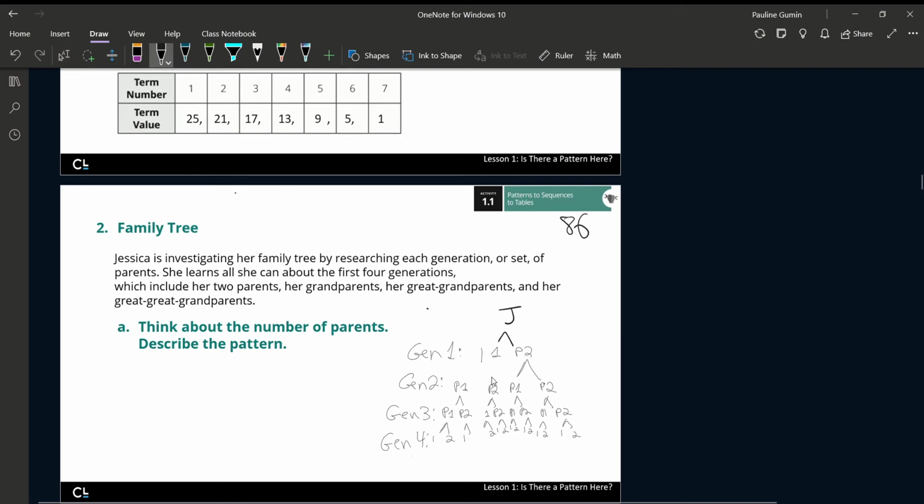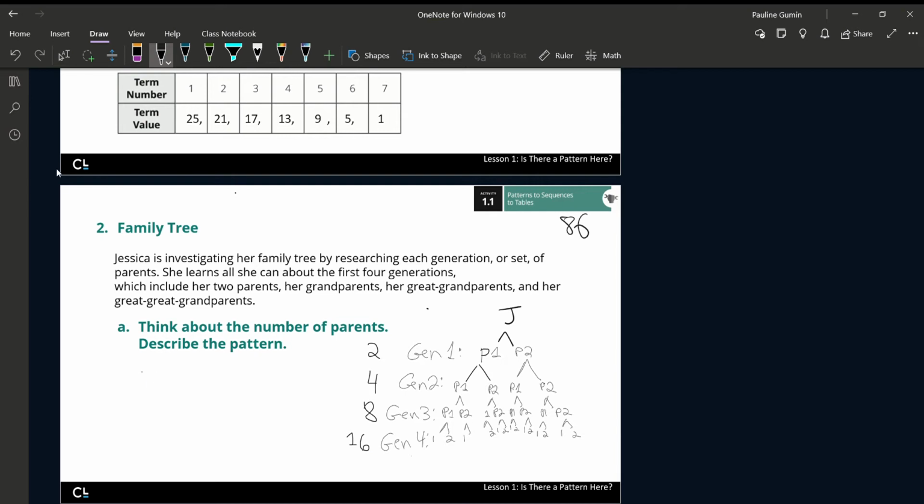In the first generation, there are 2 parents. In the second, my bad, there are 4 parents because each of the parents had parents. The third generation has 8 because each of those parents had parents. And of course, the fourth generation, each of those parents had parents, there's 16.